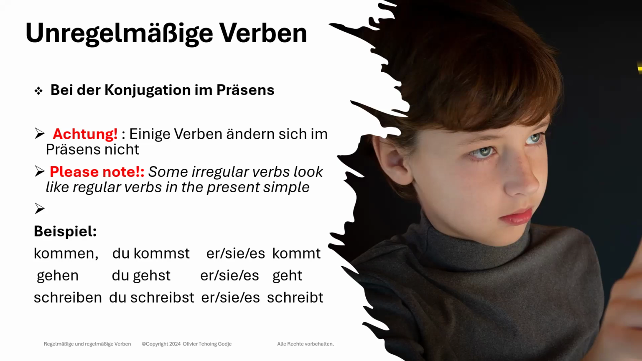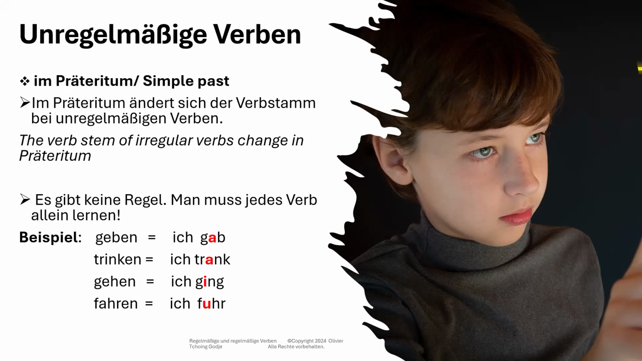Gehen is to go, schreiben is to write. Du gehst, er geht, no change. Du schreibst, sie, es schreibt, no change. These verbs, as I said, are still irregular verbs. Sometimes we might not be able to identify them in the present simple. But then in the past simple, there is no way they are hiding again, because in the simple past, called in German Präteritum, all irregular verbs change the verb stem.